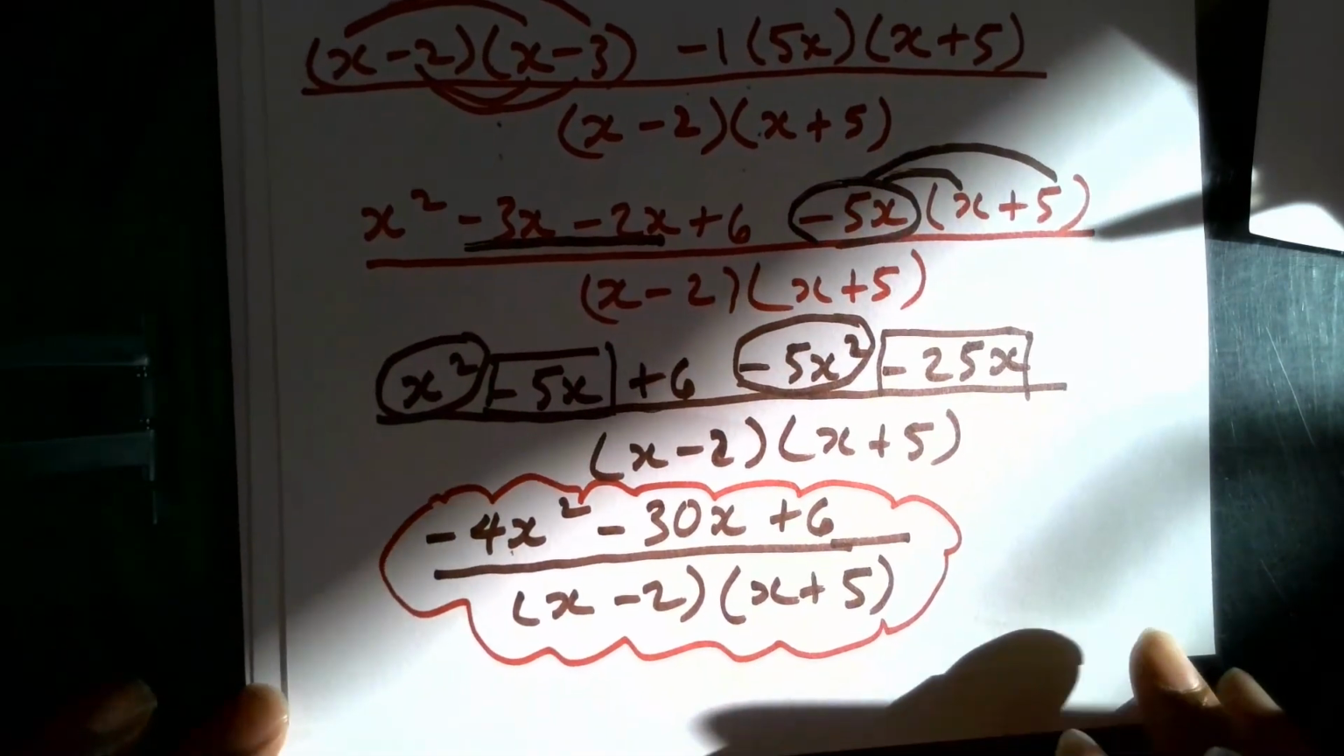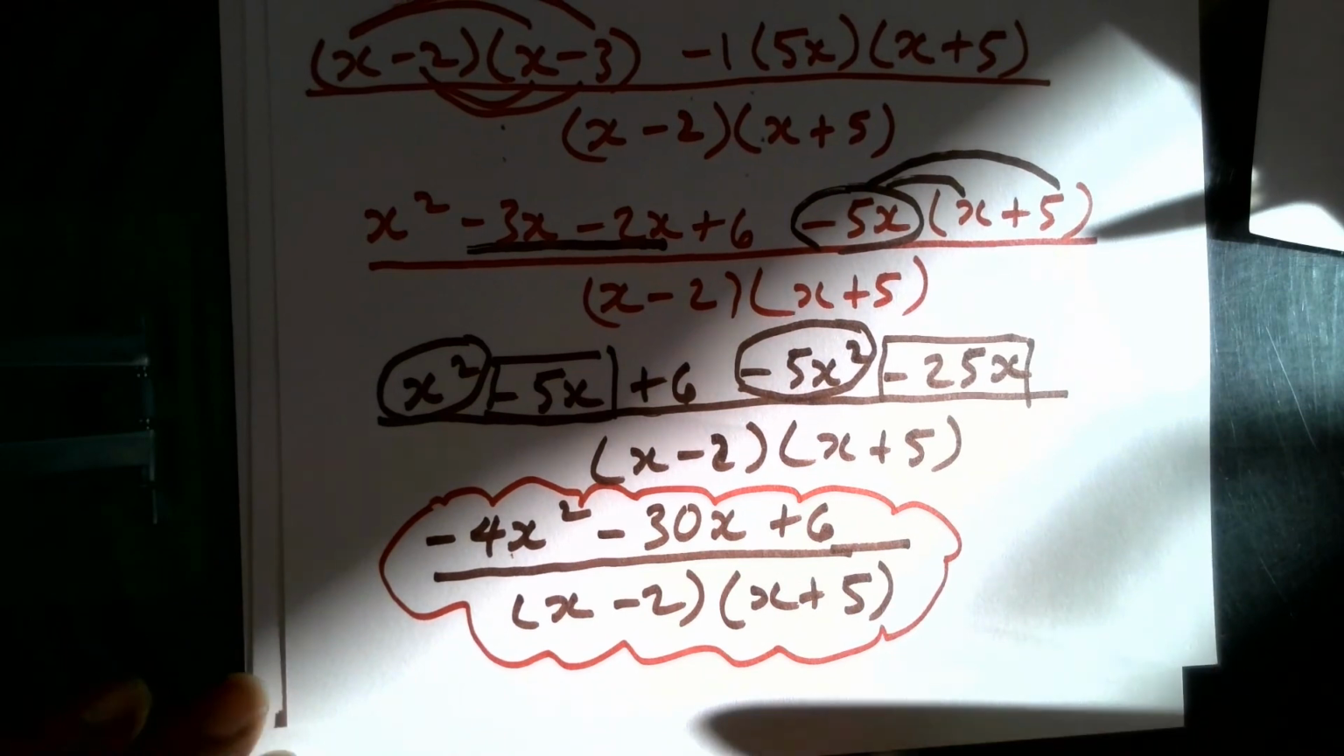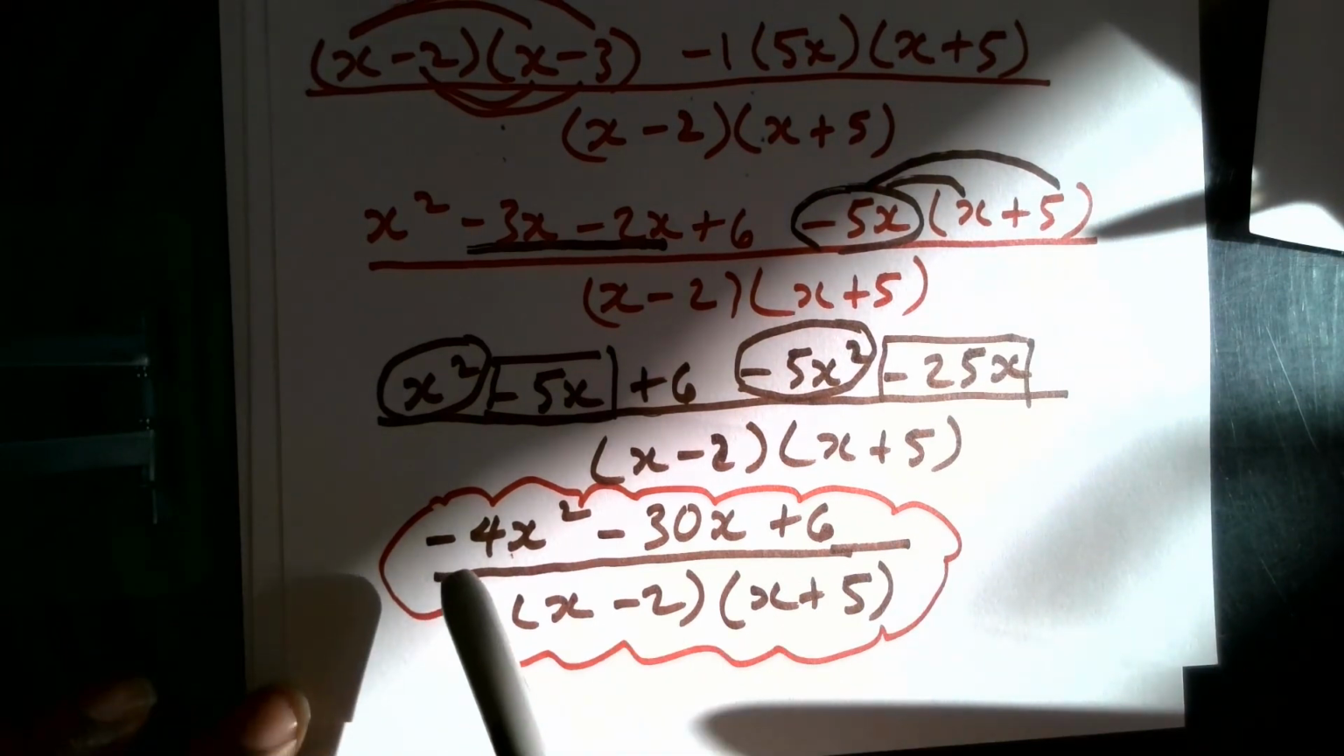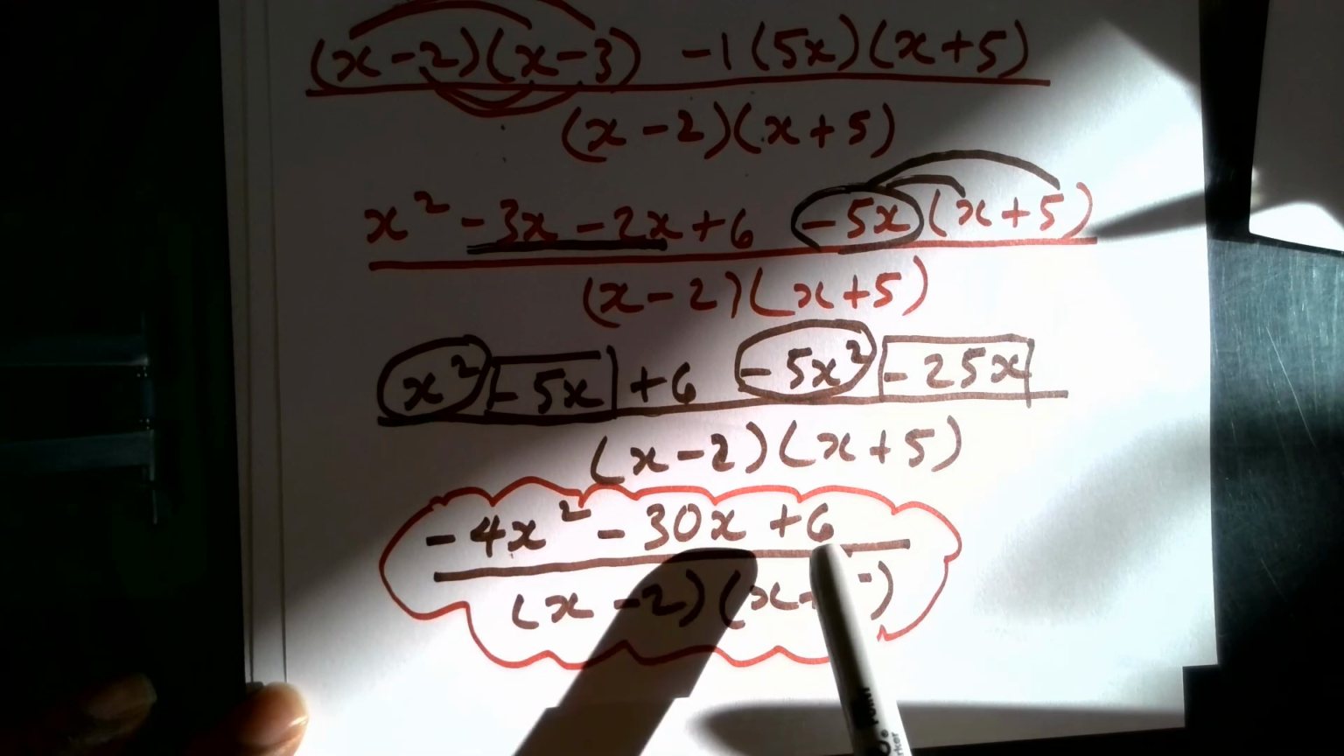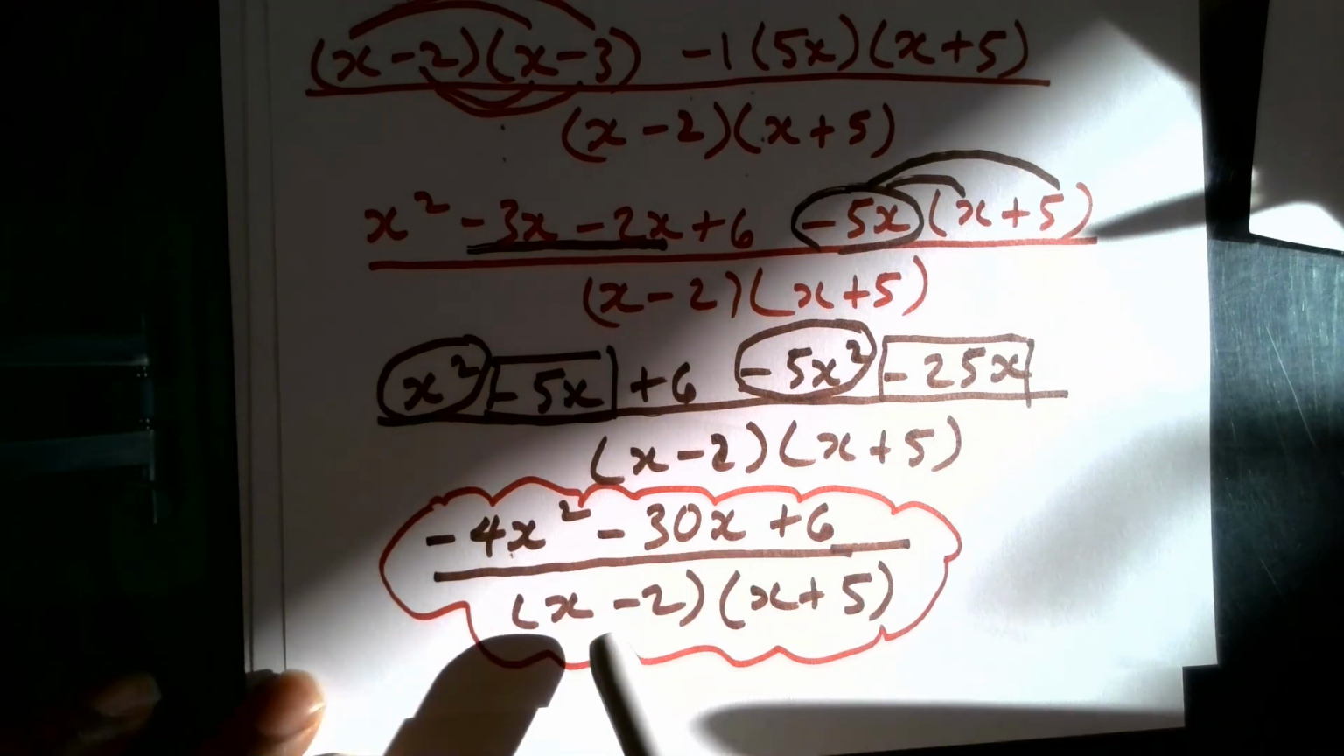I would advise you to re-watch this video until you understand what is happening here. So this is my answer: negative 4x squared minus 30x plus 6 over x minus 2 times x plus 5.